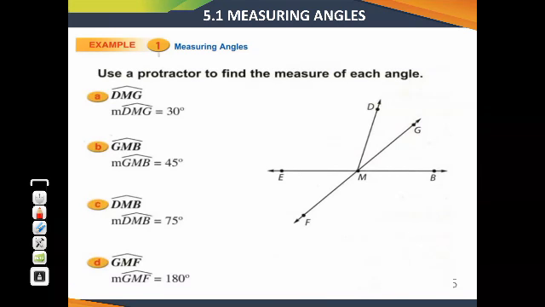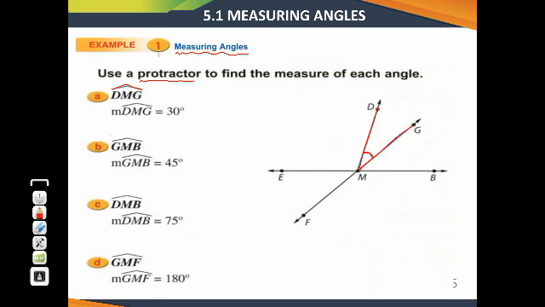Example one from the book, we have measuring angles. How can we measure the angle? Use a protractor to find the measure of each angle. Okay, first of all, this means angle DMG. So where is DMG? D, start here, D, M to G. DMG means this angle.